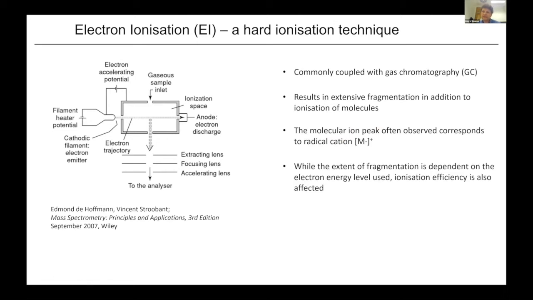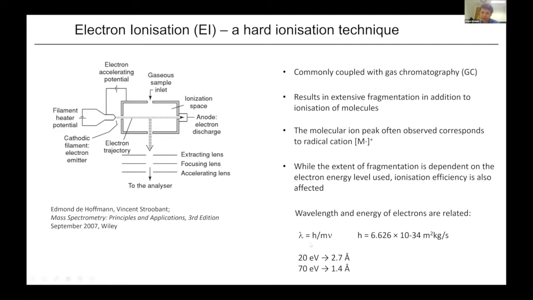and no formation of a molecular ion peak. While the extent of fragmentation is dependent on the energy level of the electrons, the ionization efficiency is also affected. One could think that, well, can't we just use electrons of a certain energy to make this whole process a bit softer in terms of ionization? But if we reduce the energy of the electrons, the efficiency of the ionization will also be decreased. It's worthwhile remembering that electrons can be viewed as a particle or as a wave. In terms of the wavelength of these electrons, we've got this relationship of the wavelength lambda being the ratio of the Planck constant h to m times v, where v is related to the energy of the electrons.